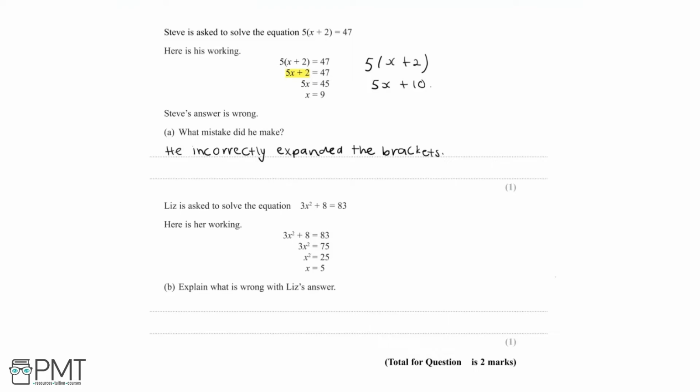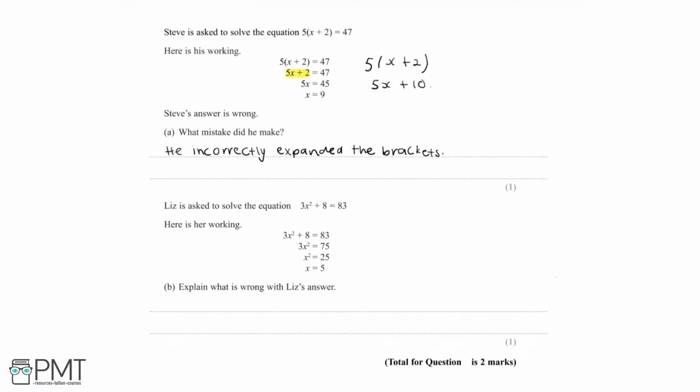We start off with 3x squared plus 8 is equal to 83. She then moves the 8 over to the other side, and we have 3x squared is equal to 83 take away 8, which is equal to 75. So far, her working out is looking correct. She then divided both the left-hand side and the right-hand side by 3, and so we end up with x squared is equal to 25, which also looks correct.